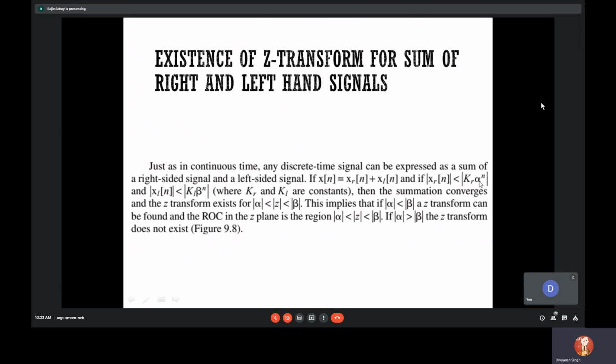You see the right-hand signal has alpha to the power n, u[n], and the left-hand sequence has beta to the power n, u[-n-1]. Only if mod alpha is less than mod beta, a Z transform can be found, and the ROC is an annulus region. So ROC is mod alpha less than mod z less than mod beta. But if this particular condition, mod alpha less than mod beta, is violated, that means if mod alpha is greater than mod beta, then the Z transform does not exist. This is a summary of my previous example.